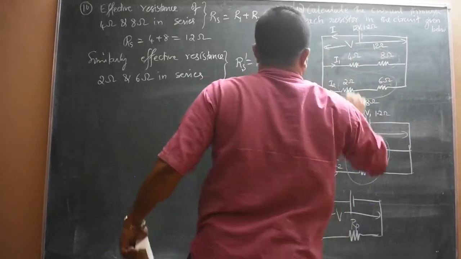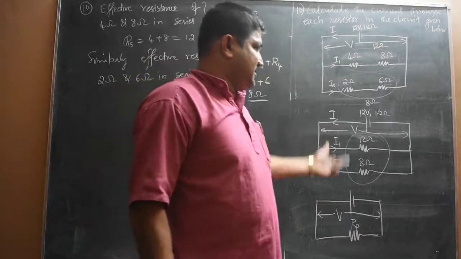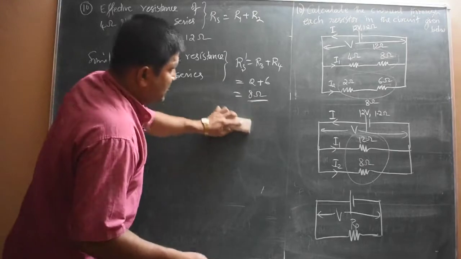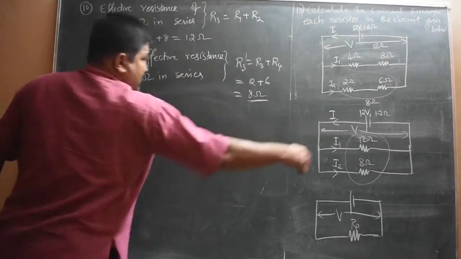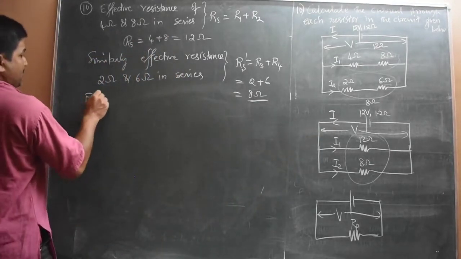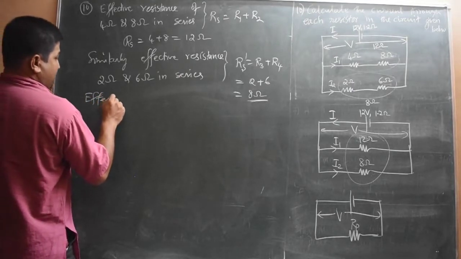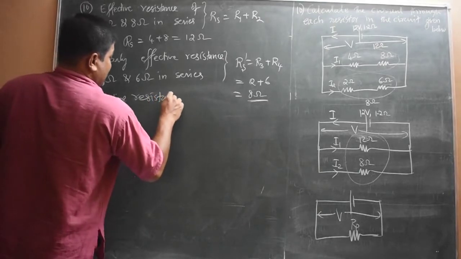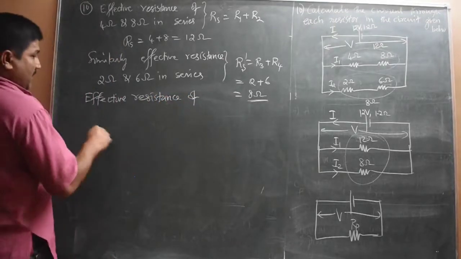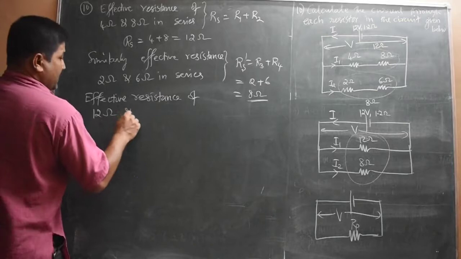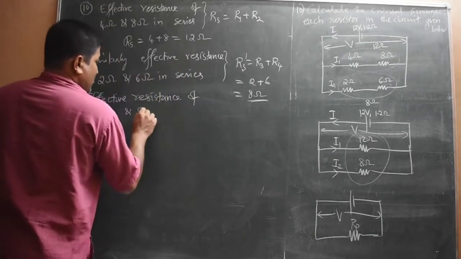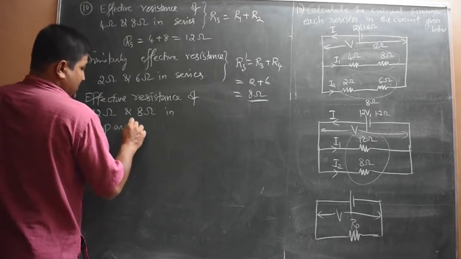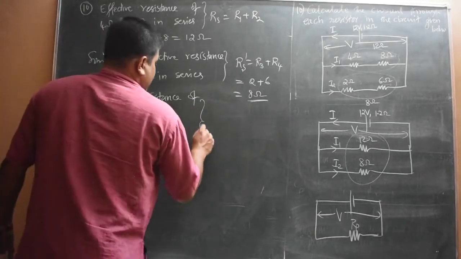Terminal PD will remain the same if you find the equivalent resistor or effective resistance of the combinations. Now what you have to do is find the effective resistance of the parallel combination. So the effective or equivalent resistance of 12 ohm and 8 ohm, which are in parallel combination. So that is Rp.